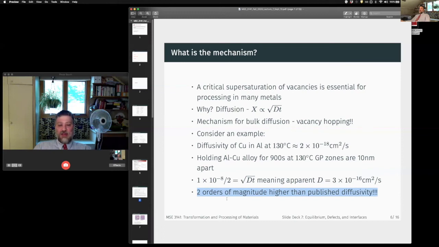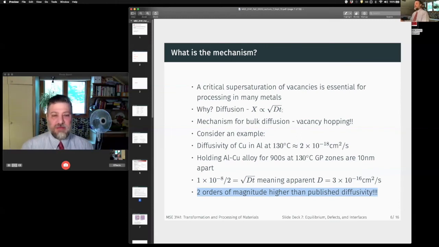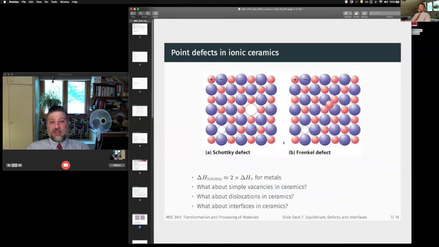Because the phase transformation kinetics depends exponentially on the diffusivity, we end up with 9 orders of magnitude higher volume fraction of precipitates because we have a large amount of vacancies. Okay? So what about point defects in other materials?